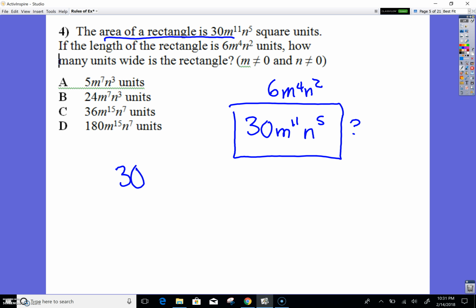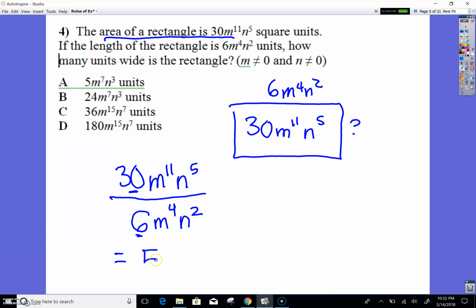What's inside divided by what's on the outside. Okay, so 30 divided by 6 is equal to 5. 11 minus 4, so that is 7. 5 minus 2 is 3. All right.